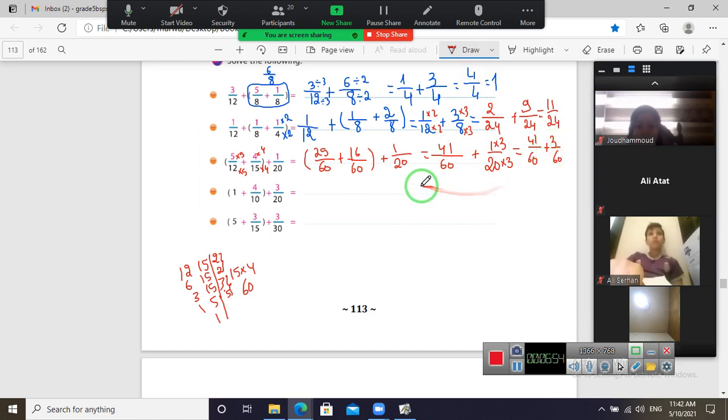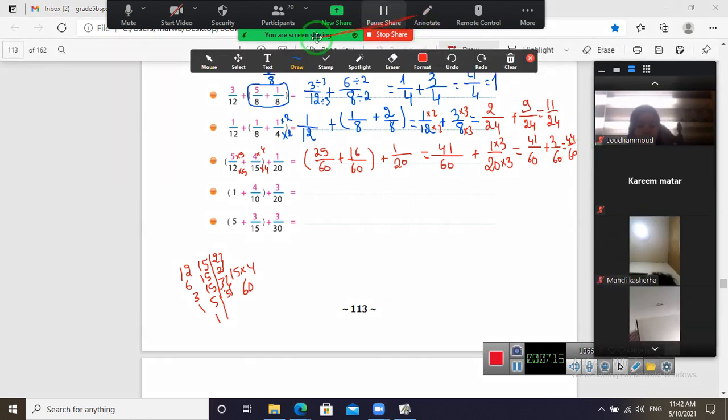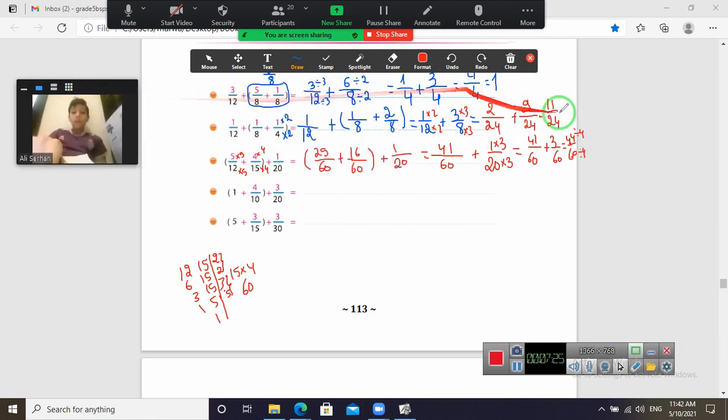It will be 44 over 60 and we can reduce it by dividing by what? We can divide 60 and 44 by 4. 44 can be divided just by 11 and 4, since 44 is a multiple of 11. It will equal 11 over 15.